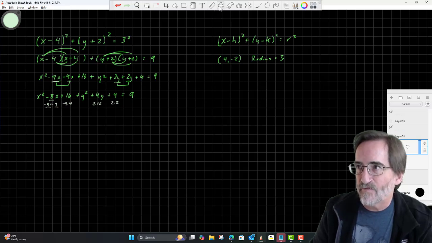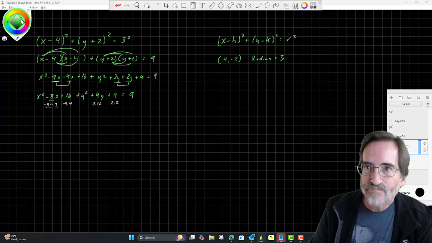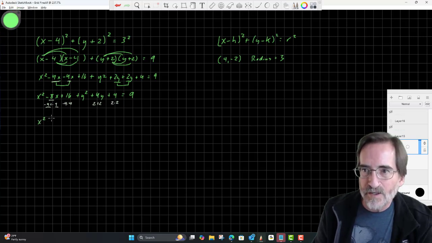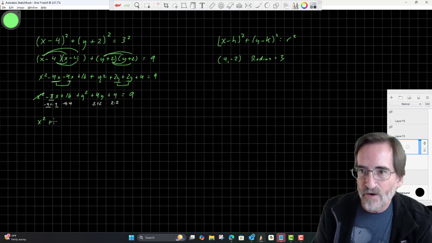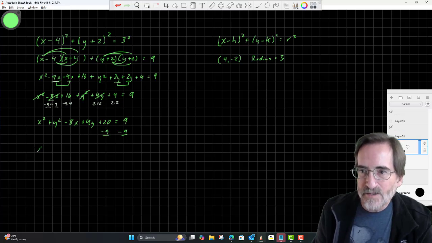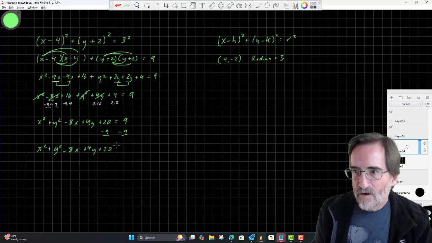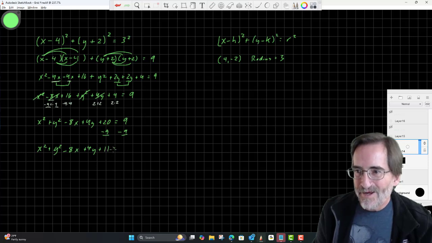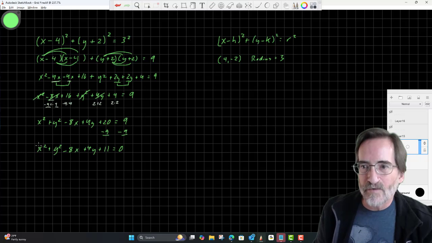But let me finish simplifying this a little bit. Let's combine and rearrange things. We have x squared, I'm going to cross these out as I go, plus y squared minus 8x plus 4y plus 16 plus 4, which is 20, equals 9. Now I'm going to subtract 9 from both sides, and we get x squared plus y squared minus 8x plus 4y plus 20 minus 9, which is plus 11, equals 0. This is the equation of a circle again.